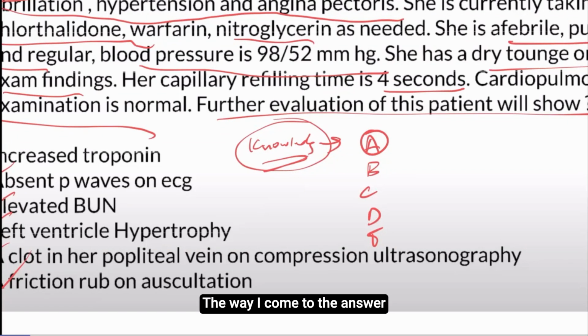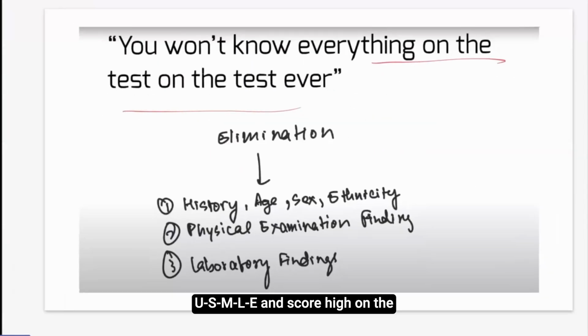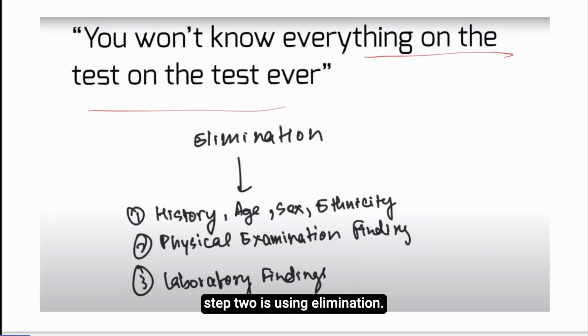The way I come to the answer is by ruling out B, C, D, and E. And the easiest way to pass the USMLE and score high on the Step 2 is using elimination. And this is through certain clues and patterns the question writer will give you. For example, history is a certain clue. Here you can see a history of hypertension or AFib. That is a certain clue they're giving you.